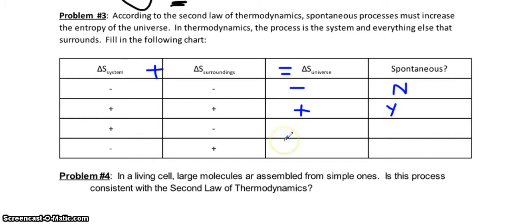Is it spontaneous? Always. Now, what if the signs are mixed? What will be the delta S of the universe? Well, a plus and a negative number can be either. So I'm going to write depends. It could be positive, it could be negative. What does it depend on? Well, which is bigger. So it's only spontaneous if your system is bigger than your surroundings.